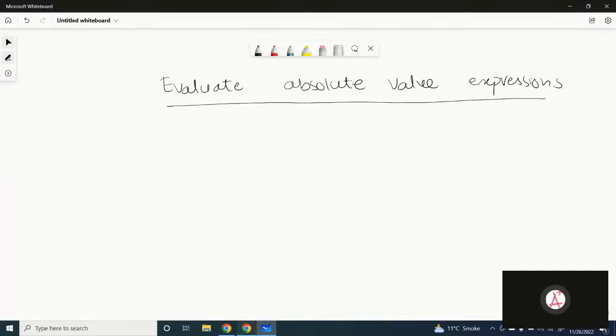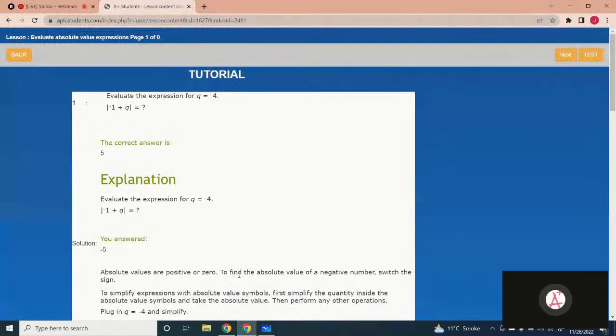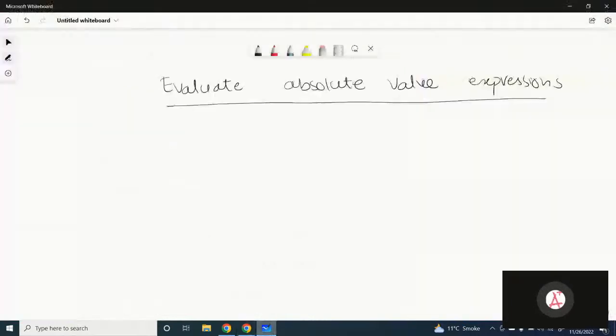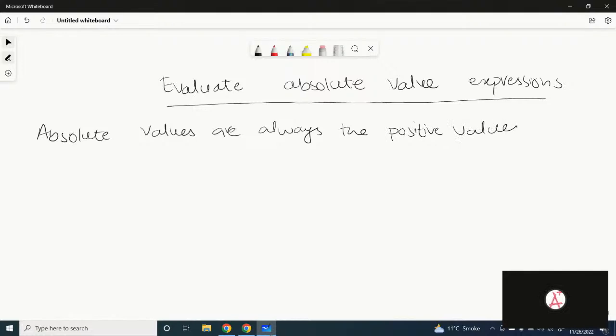Okay, first of all, you need to learn what the absolute values are. So absolute values are always the positive values. Got it? You can note down the definition of the absolute value. Absolute values are always the positive values. Got it? So let's just start with the example.